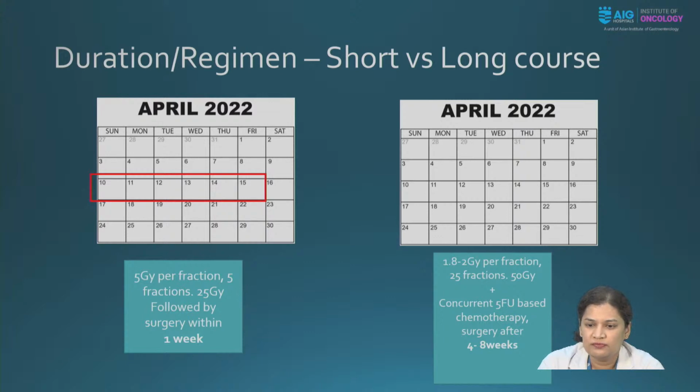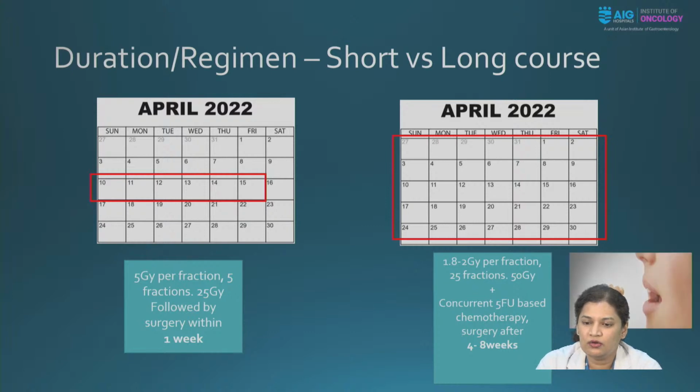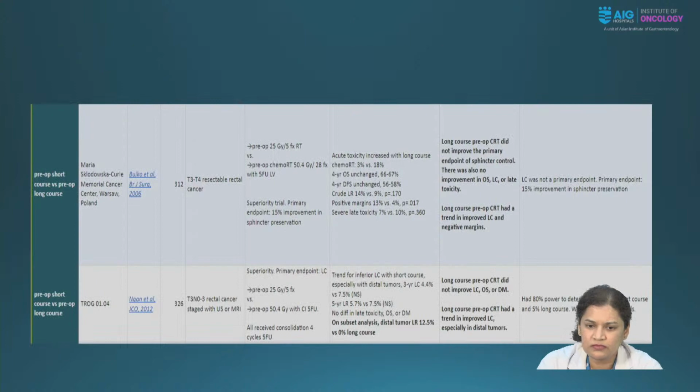Now, the rest of Europe followed a slightly different technique and rationale. They used a small dose per fraction every day, which is protracted over a period of 5 weeks. And they added in oral or IV chemotherapy, with the rationale being that this could further improve the response rates and clinical pCR rates. And in this case, surgery was followed up 4 to 8 weeks later after all the side effects settled down.